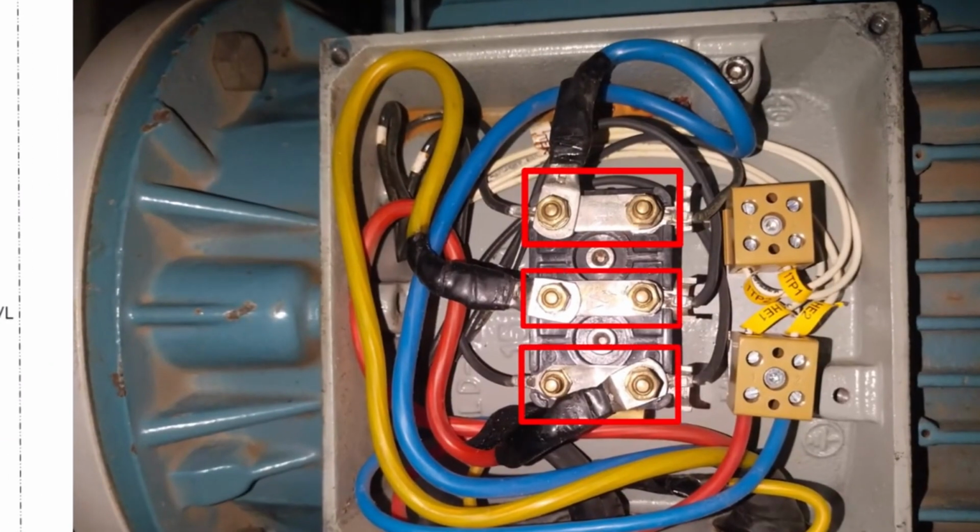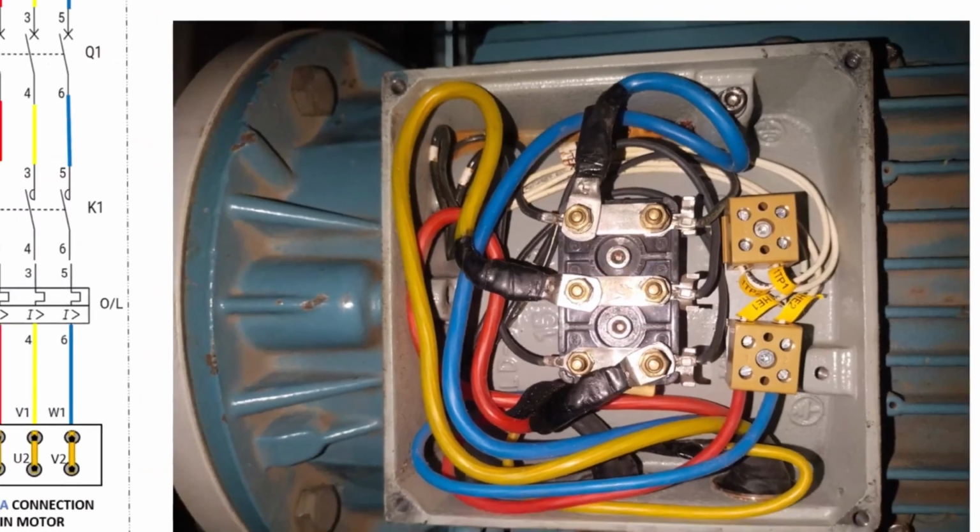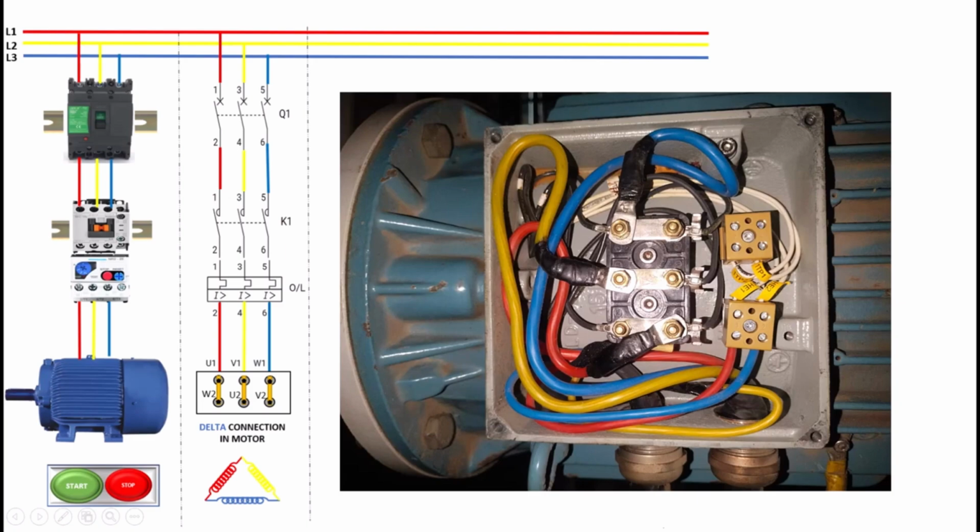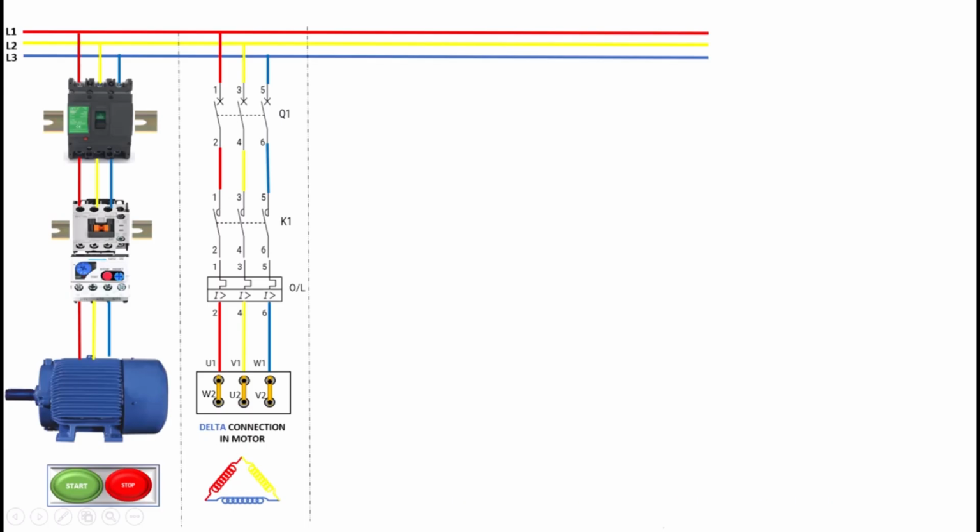One of the main advantages of the delta connection is that it provides higher torque and power output. This makes it ideal for applications that require high starting torque and where the load demands significant energy, such as conveyors, crushers, and large pumps.